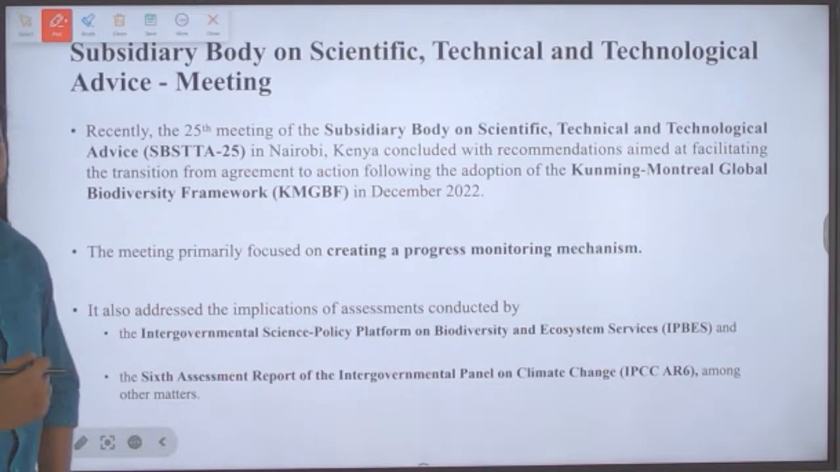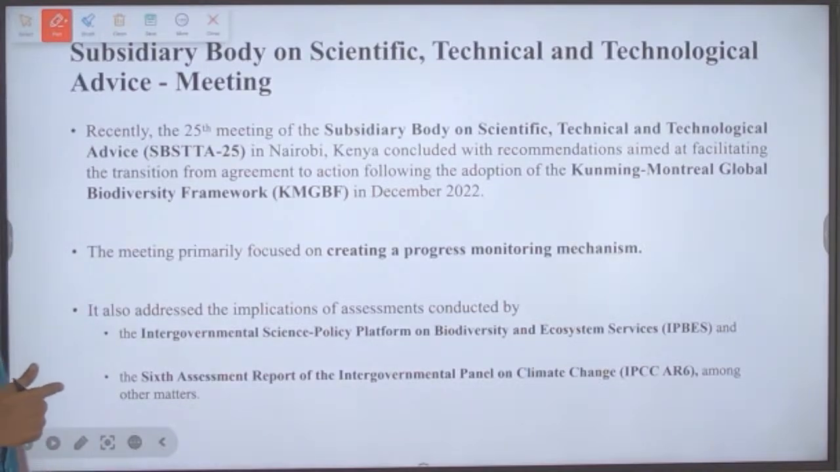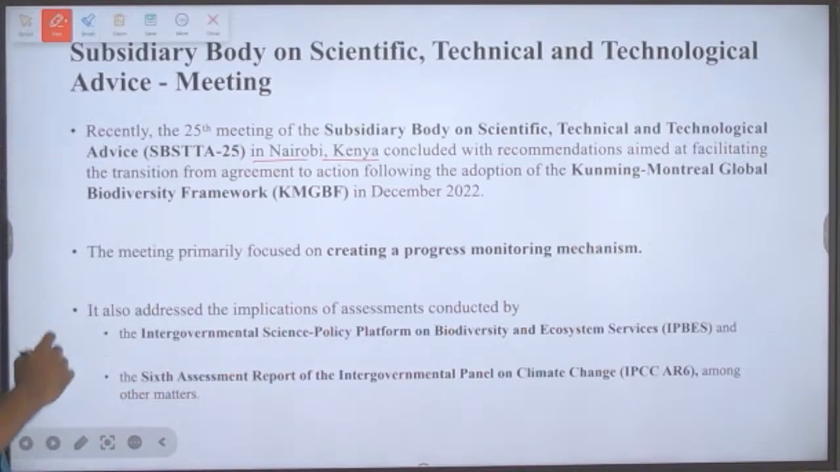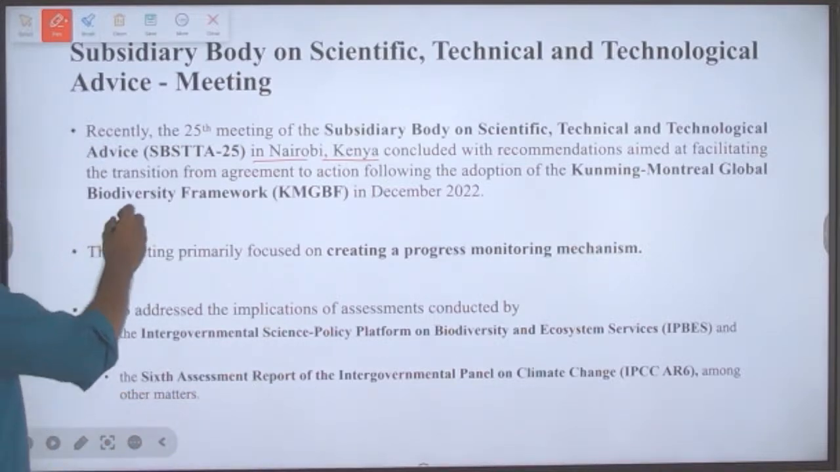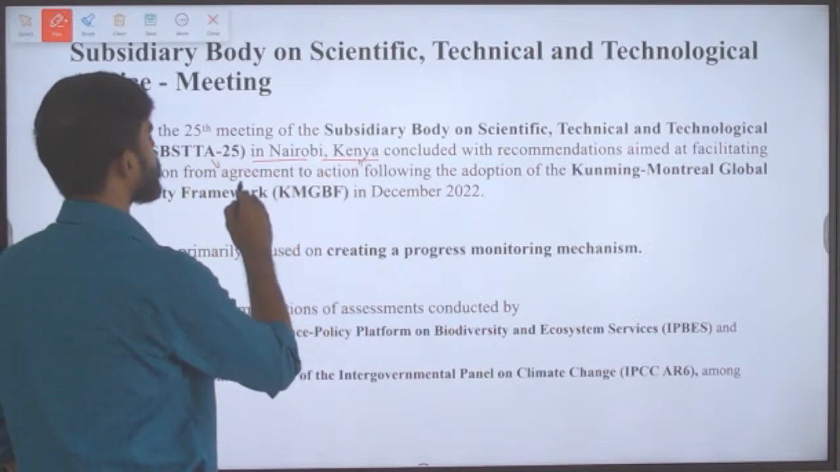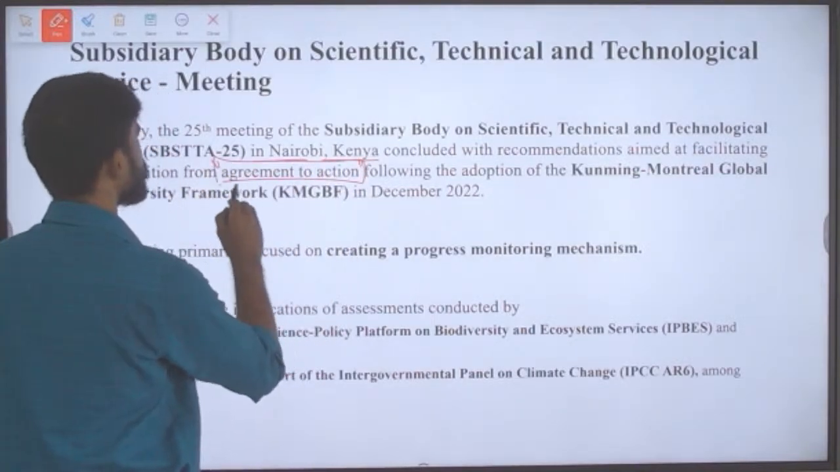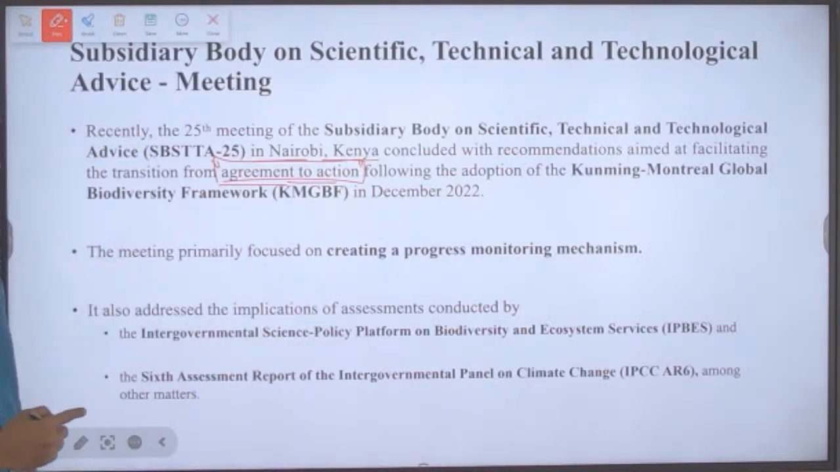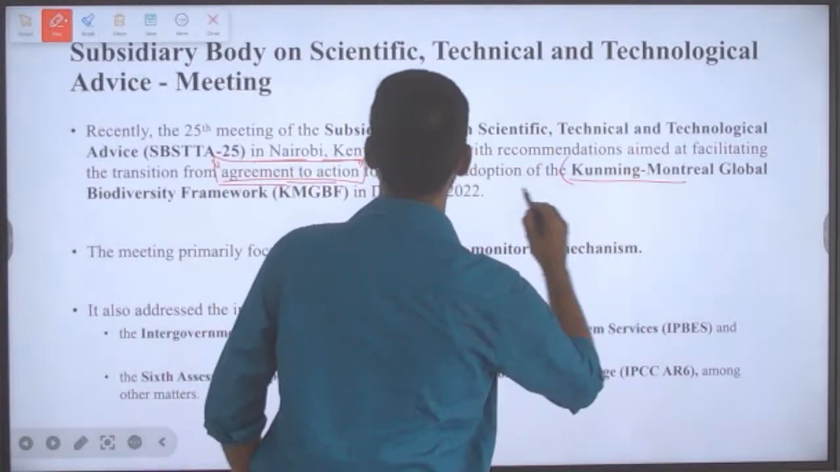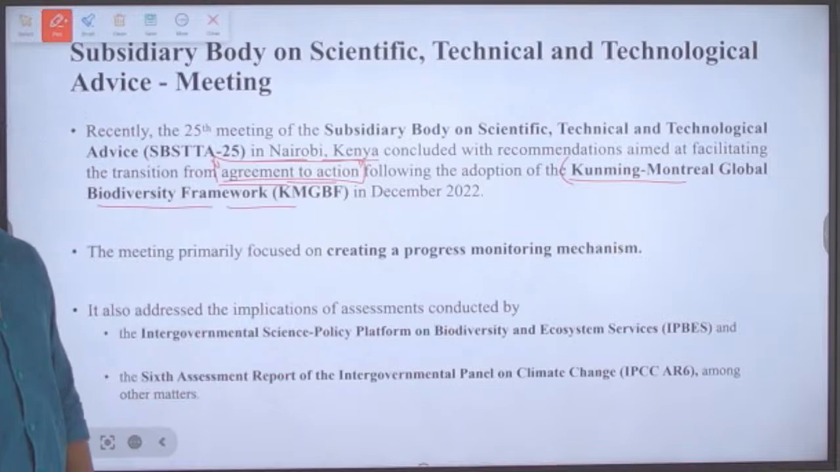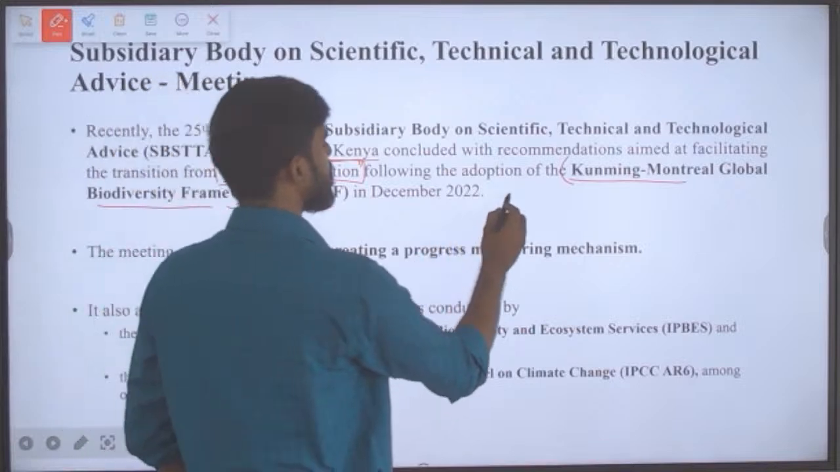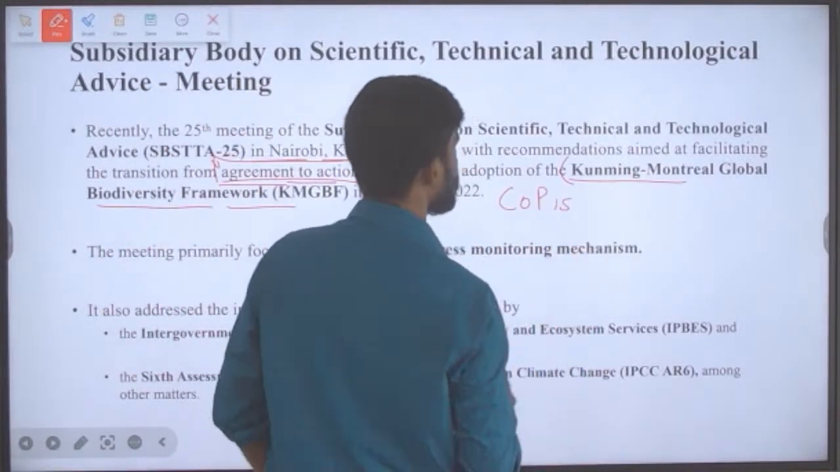So recently the 25th meeting of this body, that is Subsidiary Body on Scientific, Technical and Technological Advice, has taken place in Nairobi, Kenya, and it concluded with the recommendation which is aimed at facilitating transition from agreement to action. So they are focusing on agreement to action. So which agreement or which framework are they talking about here? They are talking about the Kunming-Montreal Global Biodiversity Framework, which was adopted in December 2022 in COP 15, the 15th Conference of Parties of the Convention on Biodiversity.